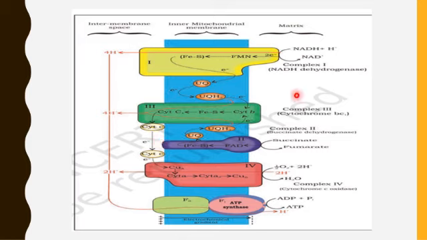This is the matrix where the Krebs cycle takes place. The first complex is NADH dehydrogenase, the second complex is succinate dehydrogenase, the third is cytochrome BC1, the fourth is your cytochrome C oxidase, and the fifth is your ATP synthetase, which is on the oxysome, known as the F0F1 complex. So this is the inner membrane space, but the electron transport system takes place in the inner mitochondrial membrane.